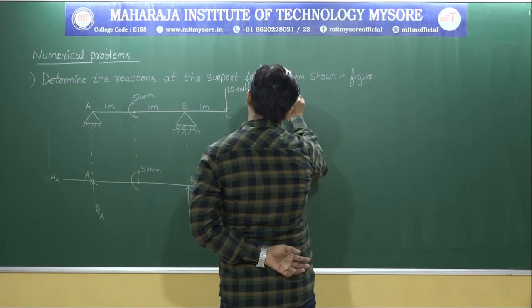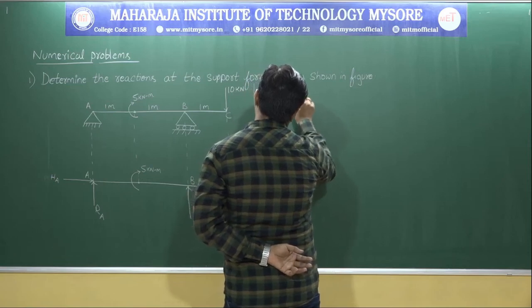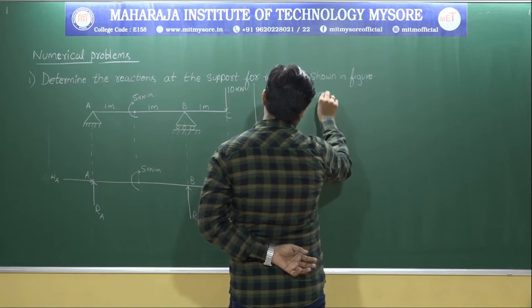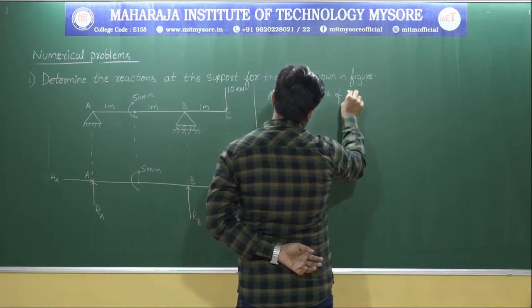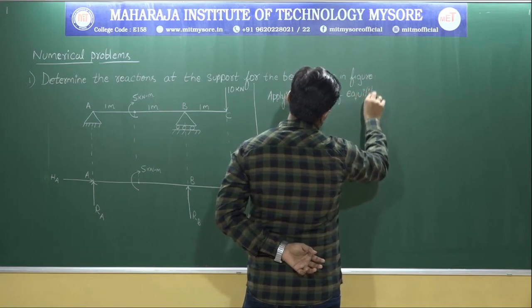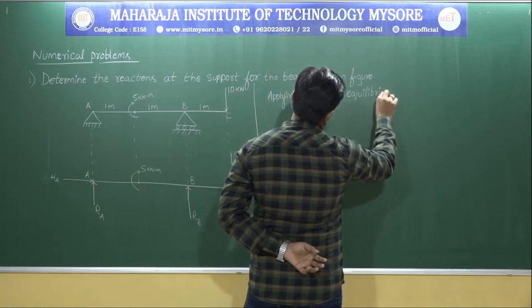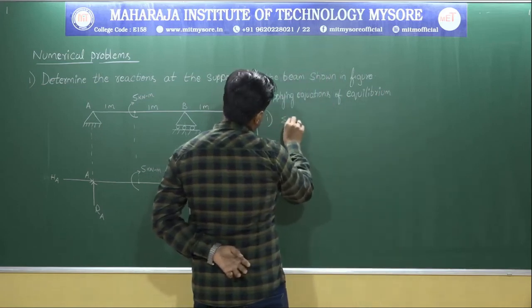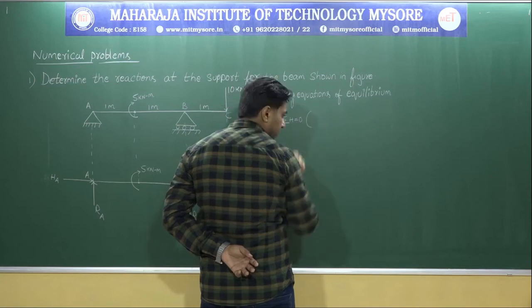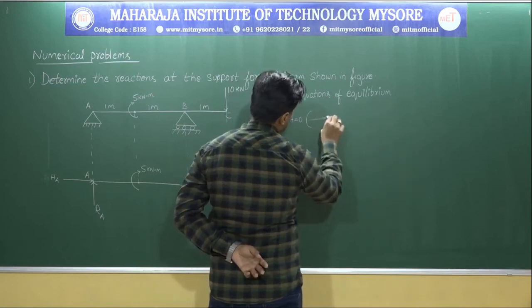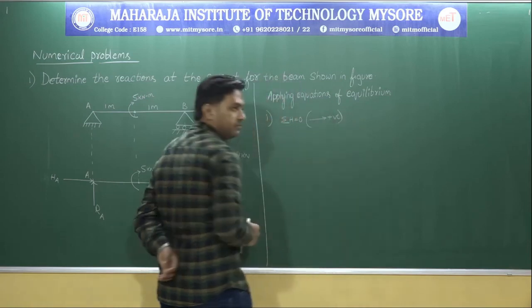Applying equations of equilibrium, okay. First one, sigma H is equal to 0. What is the sign convention? Rightward positive, leftward negative. So rightward positive. Okay.